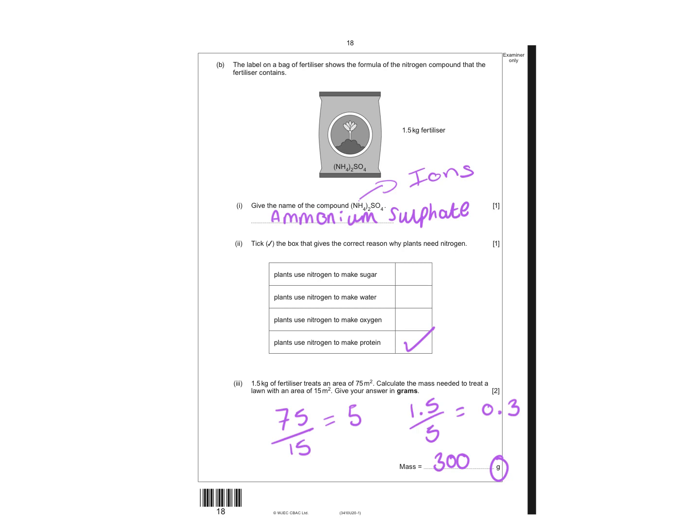Tick the box that gives the correct reason why plants need nitrogen. They use it to make protein. 1.5 kilograms of fertiliser treats an area of 75 metres squared. Calculate the mass needed to treat an area of 15 metres squared. So I worked out how many times 15 goes into 75, and that was 5. And then I divided the 1.5 kilogram bag by 5, and that gave me 0.3 kilograms. Okay, and I had to convert it then, so times it by 1,000 to get to grams.